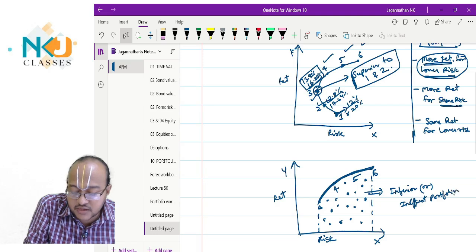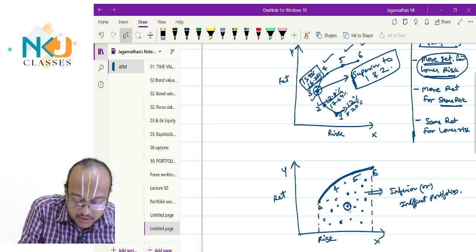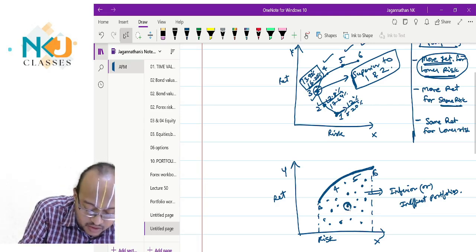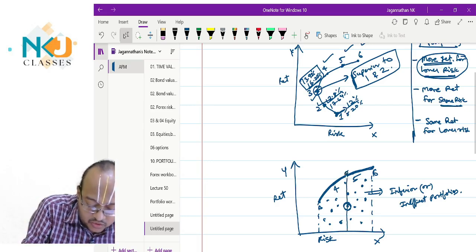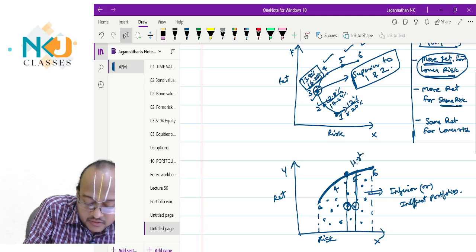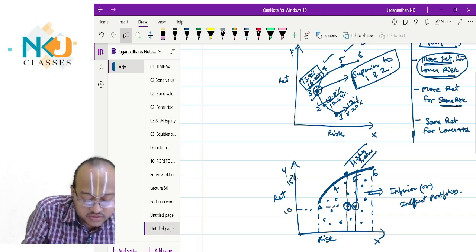Why are these inefficient? Assume this dot is inefficient. Why? Because for the same amount of risk, another portfolio will be there. Assume portfolio 5 is here. For the same risk, portfolio 5 is giving higher return. Yes, sir. This point will earn only lower return. The return axis is this, this is 10% and this is 15%.